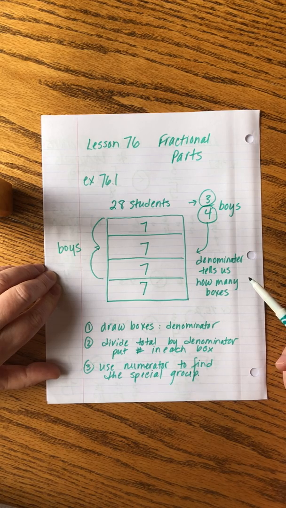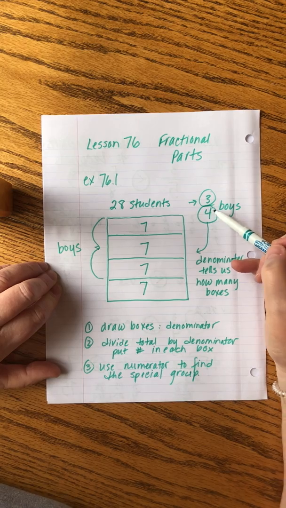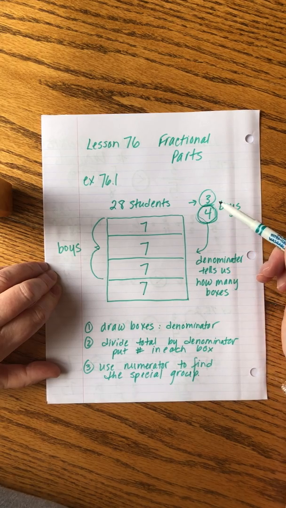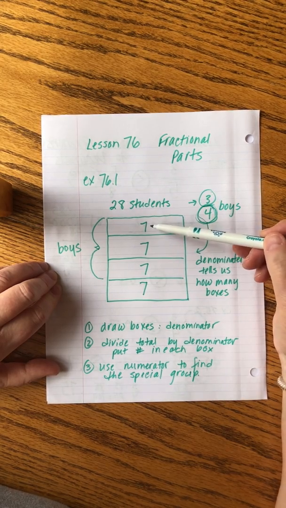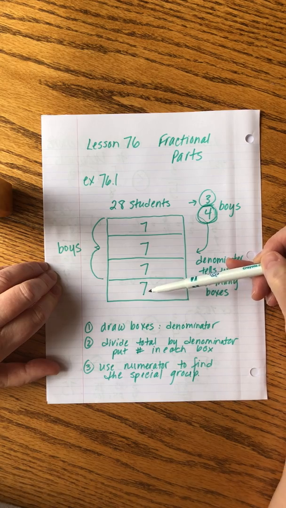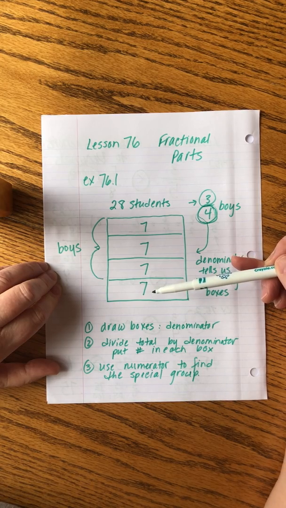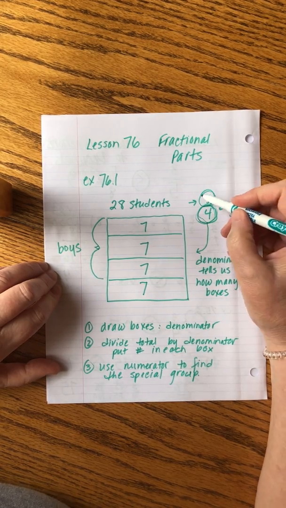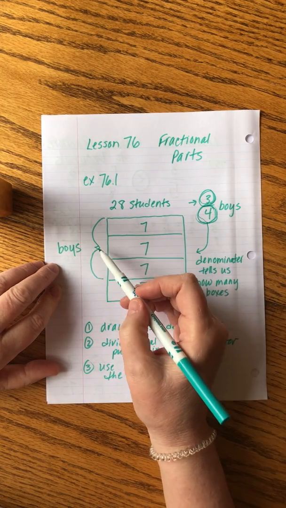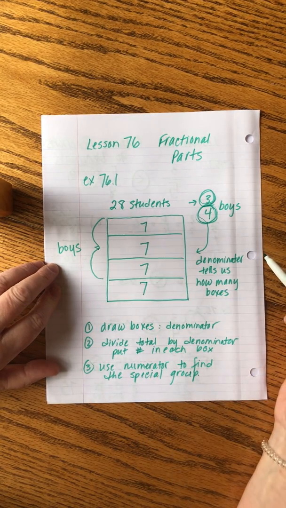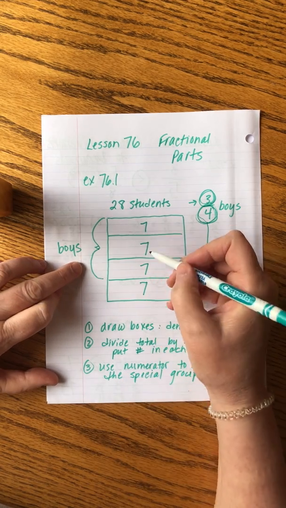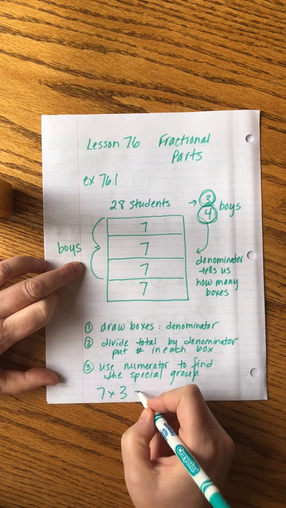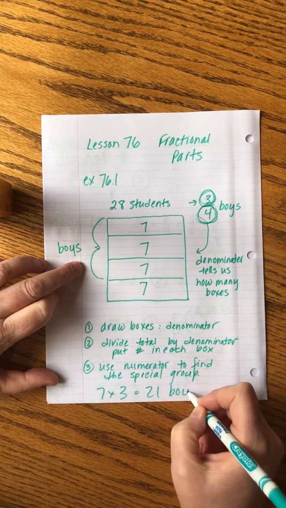Now there's a bunch of questions to answer. A, into how many parts is the class divided? 4, because that's the denominator of the fraction. How many students are in each part? We figured that out. We took 28 and divided it by 4. That means 7 students are in each of these boxes. How many parts are boys? 3, and so we identified 3 of the boxes. How many boys are in the class? We take 7 times 3 equals 21 boys in the class.